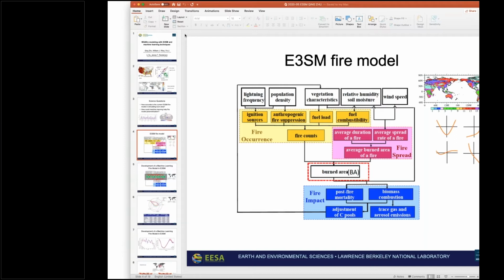So I wanted to highlight here, although we have a sort of process-based model here, simulating fire counts and fire spread separately.